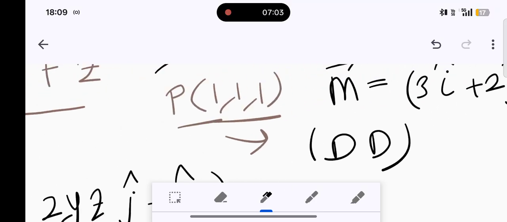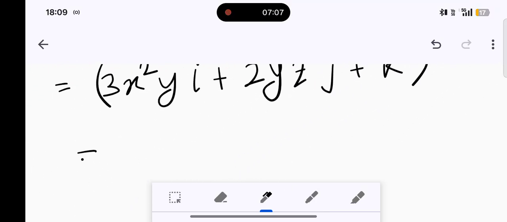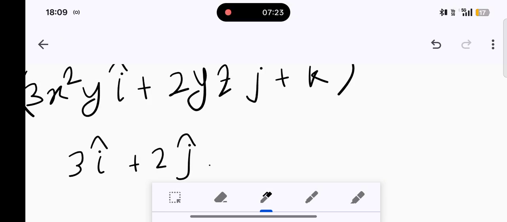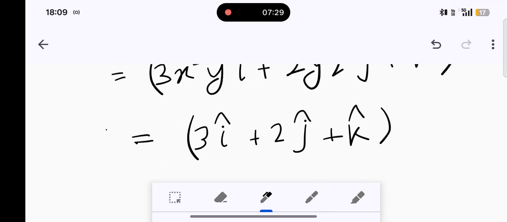Now the point is given, (1, 1, 1), so we need to put the point, because we have to find out the gradient at a particular point. We can't find the gradient at multiple points, so you need to find the gradient at a particular point. So the point is (1, 1, 1), and it's very simple: 3 i cap plus 2 j cap plus k cap. Very nice. This is our g, right?